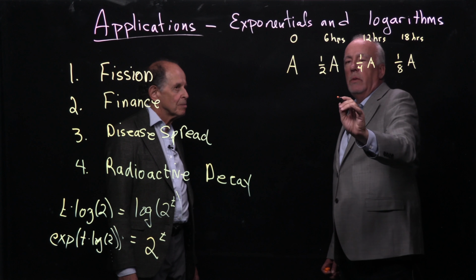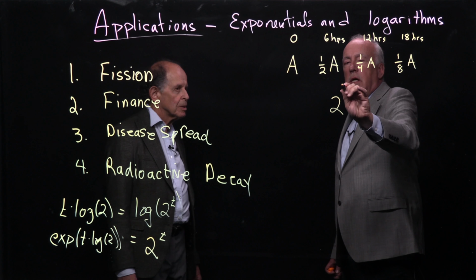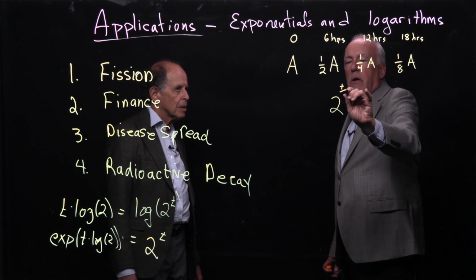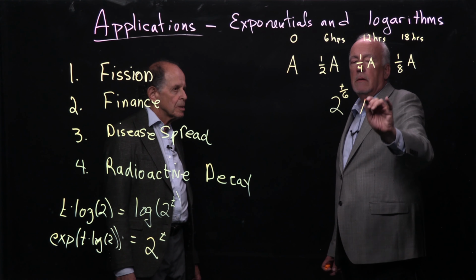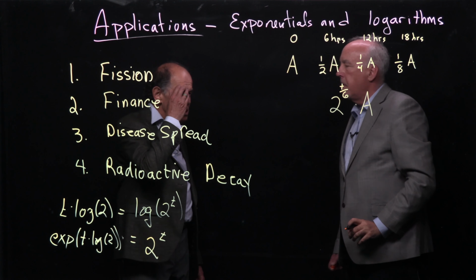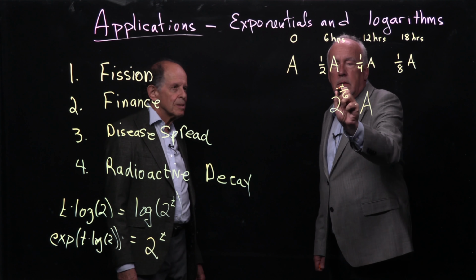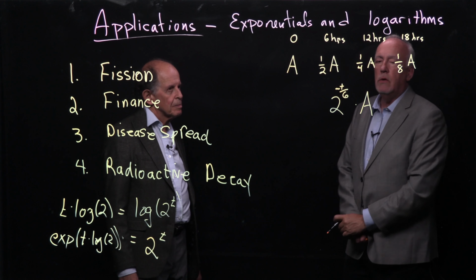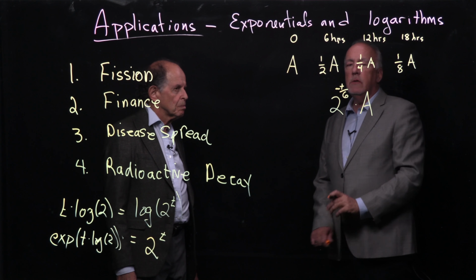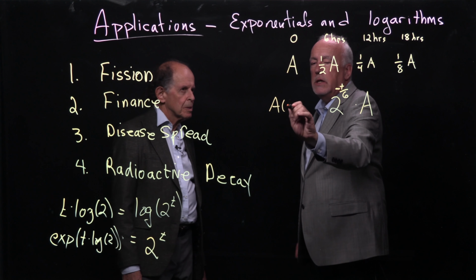So basically, the formula would be 2 raised to the power t, measured in hours, divided by 6, times a. Except that it should be minus, shouldn't it? It should be minus, exactly right. So I want the reciprocal of 2, so I want a minus t over 6. So this is the formula for how much a there is as a function of t.